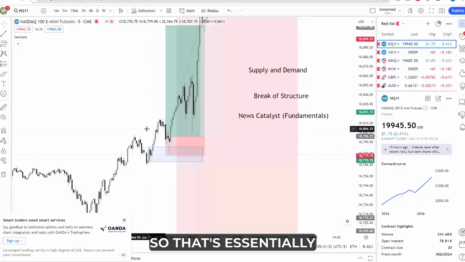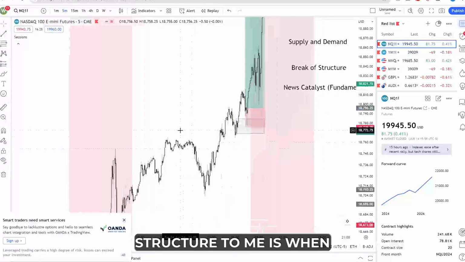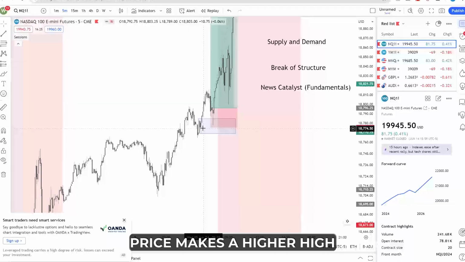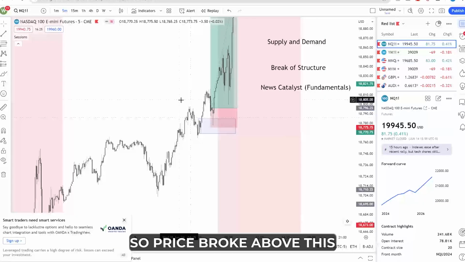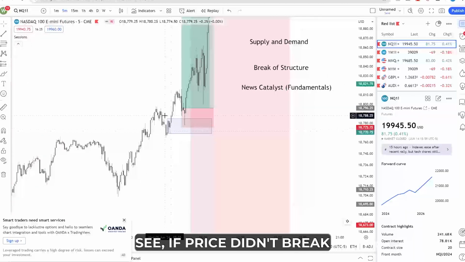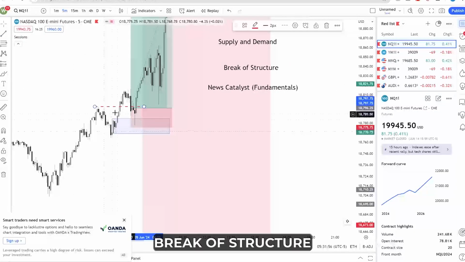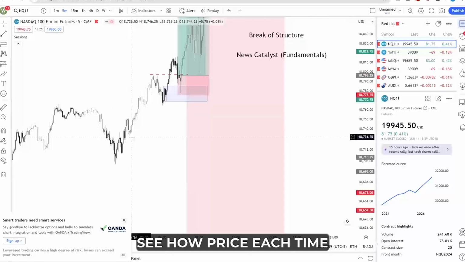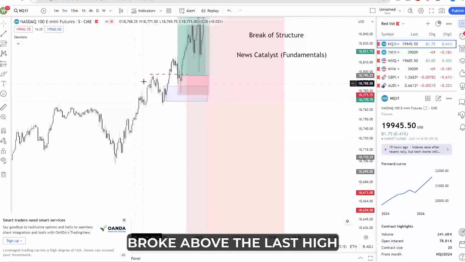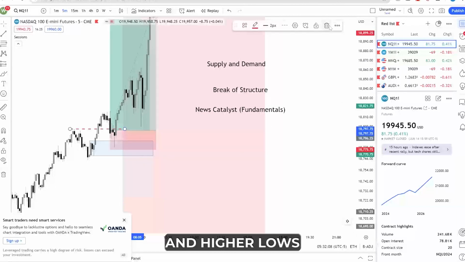So that's essentially demand. The next thing is a break of structure. Structure to me is when price makes a higher high. So price broke above this level right here. See, if price didn't break above this point, there would be no trade because there was no break of structure. See how price each time broke above the last high? Like a graph, we're making higher highs and higher lows.